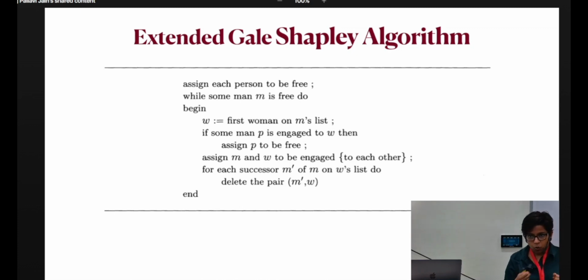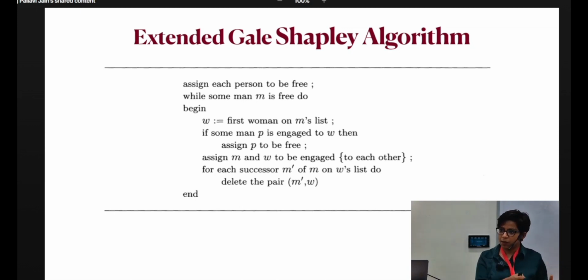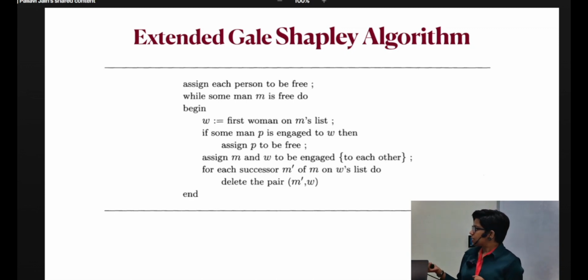We are only keeping partners from the women's side who are better than their current partner, and from the men's side only those women who are ranked lower than their current partner. So whenever a proposal comes through, it's a default accept. This is what we call extended Gale-Shapley.